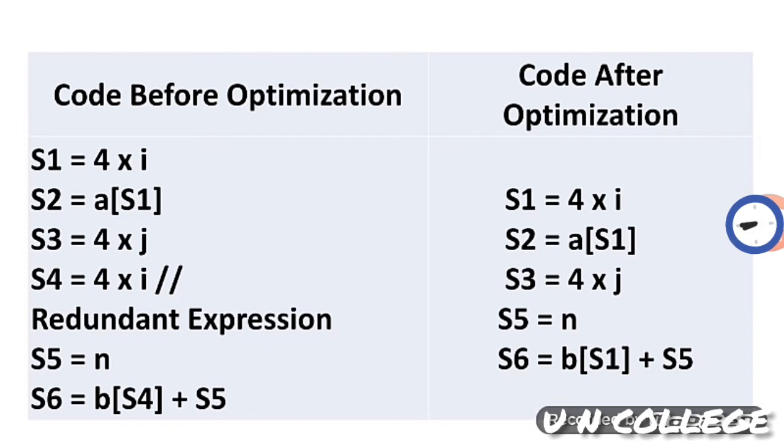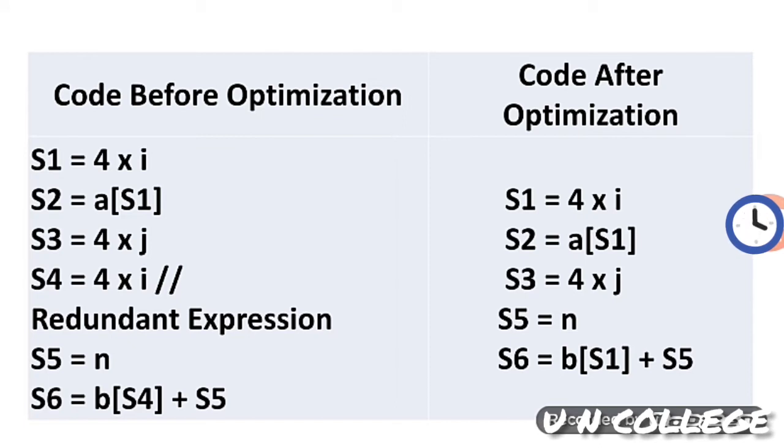s3 equal to 4 into j, the same statement. s5 equal to n, that is the same statement. Then s6 equal to b of s1 plus s5. Actually what we have eliminated, that is s4. s4 equal to 4 into I, that we have eliminated.